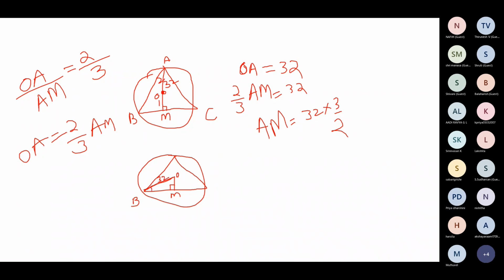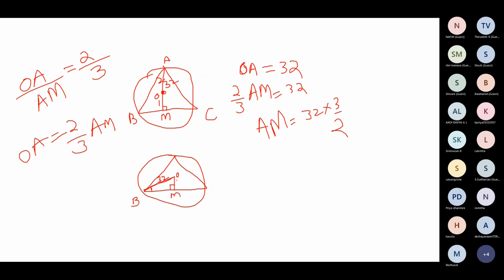What's the measure of angle OBM? 45, ma'am. No. 30 degree, ma'am. Why? Because it's half of the equilateral triangle's angle, half of 60 degrees, ma'am. Angle B is 60 degrees, and angle OBM is half of it, ma'am.